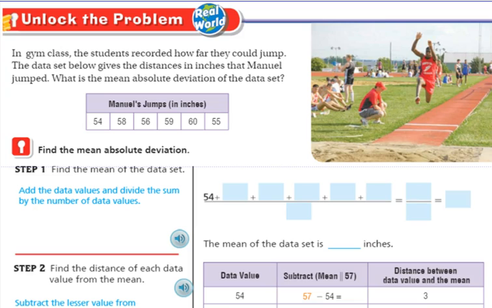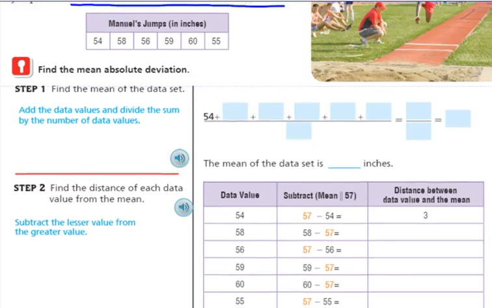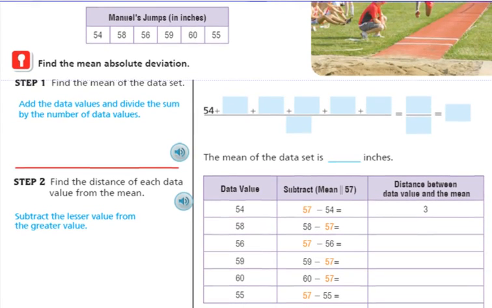Okay, so in gym class, the students recorded how far they could jump. The data set below gives the distances in inches that Manuel jumped. What is the mean absolute deviation of the data set? It has it all written out for you right here. Find the mean absolute deviation.